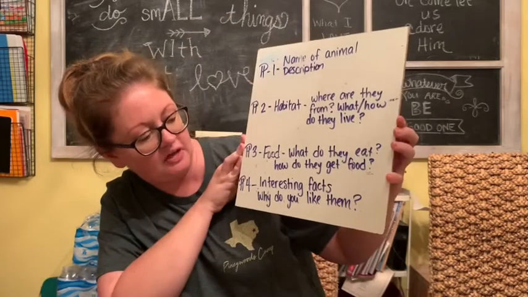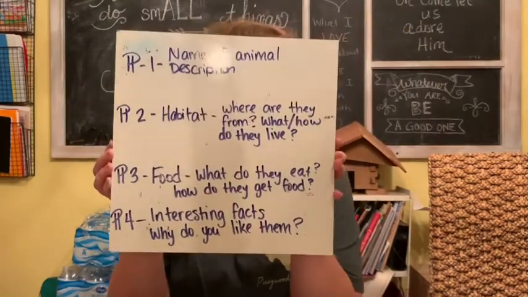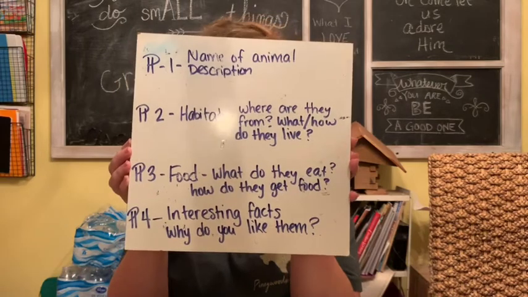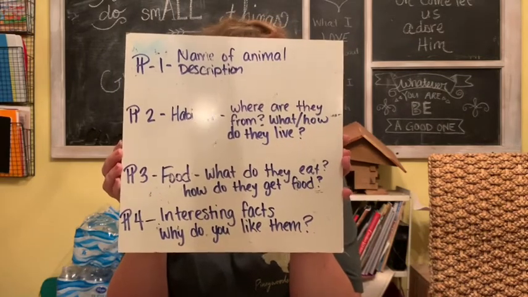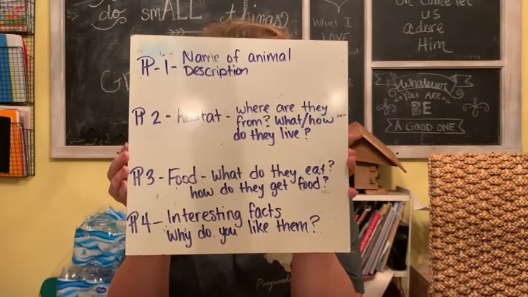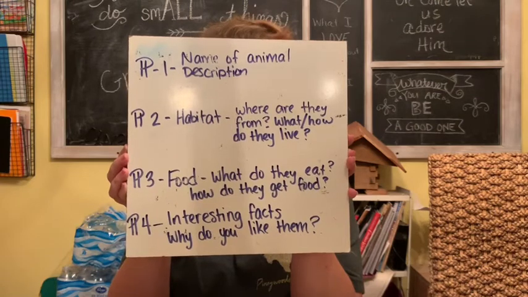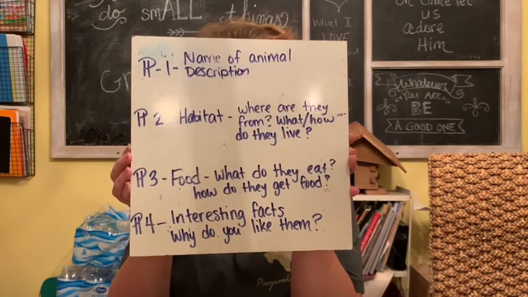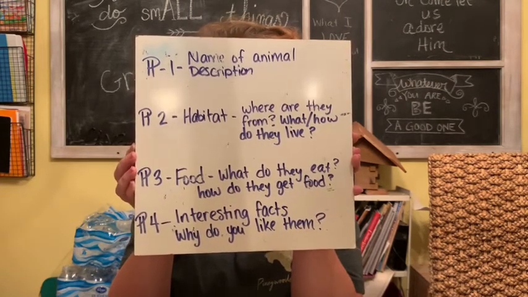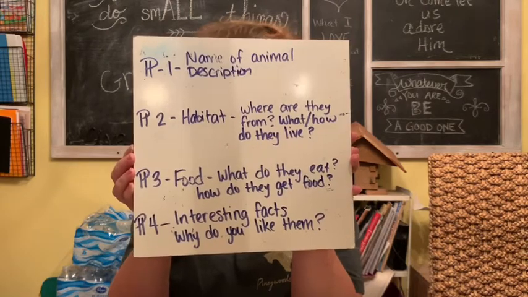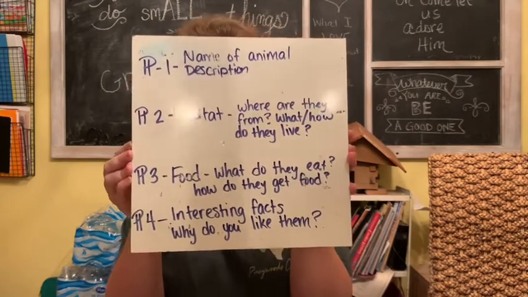And then the final paragraph, all of these animals are going to have some interesting facts that you're going to want to throw in there. Paragraph 4 is where you put those interesting facts, and then end your paper with why you chose this animal, why you liked this animal.